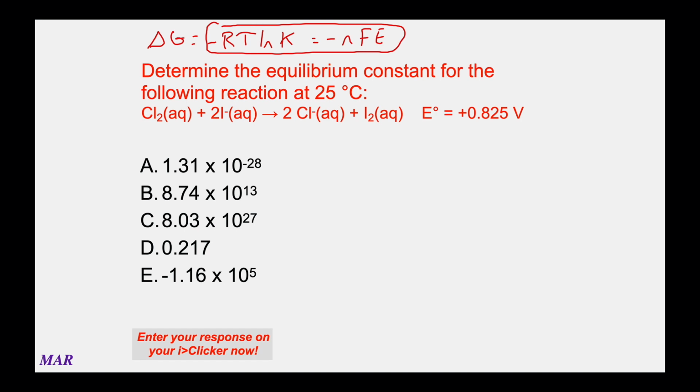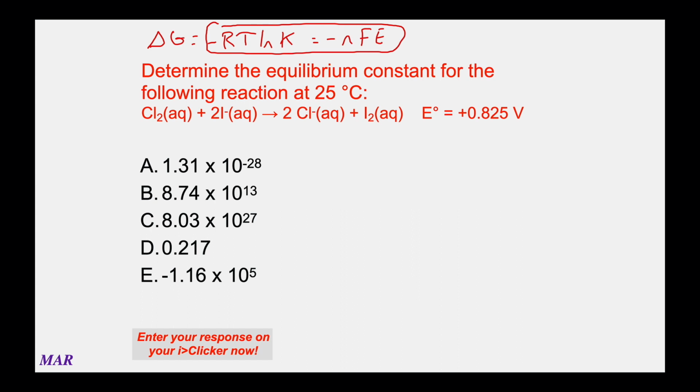We can find the Faraday. It's the Faraday constant, 96,485. N will be the moles of electrons transferred. And you can see that to go from chlorine to 2 chlorides, you need 2 electrons. So N will be 2. The temperature, 298 Kelvin. R is 8.3145. And you can find the equilibrium constant from there.